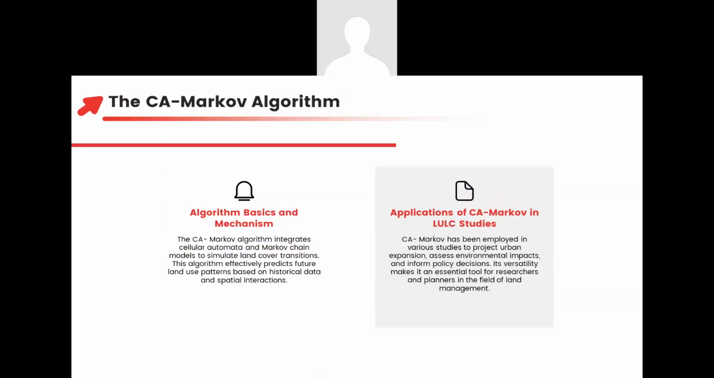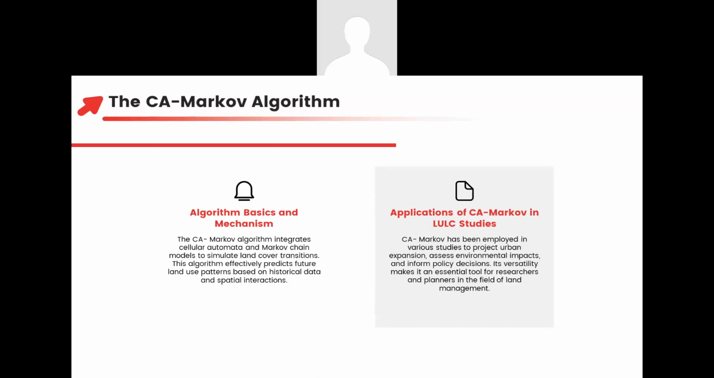The CA-Markov algorithm: the algorithm basics, and also the mechanism and application of CA-Markov in LULC studies. The CA-Markov algorithm integrates cellular automata and also Markov chains to simulate land cover transitions. These algorithms effectively predict the future land use pattern based on historical data and also spatial interactions.